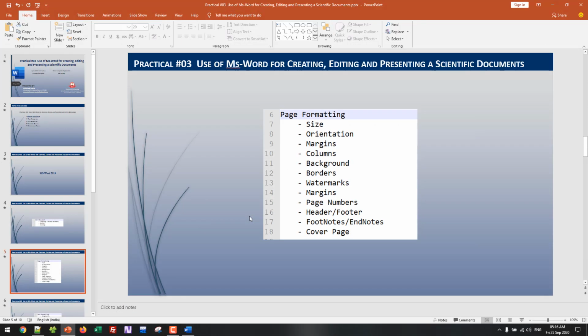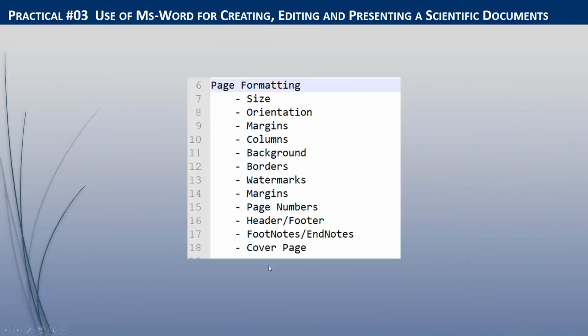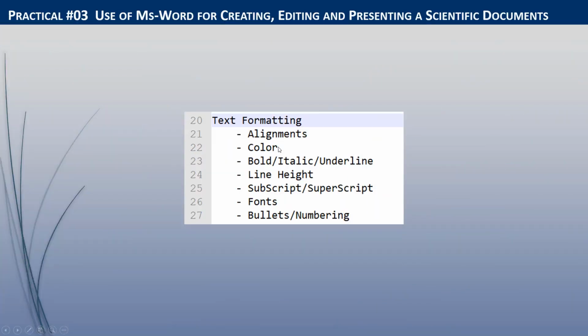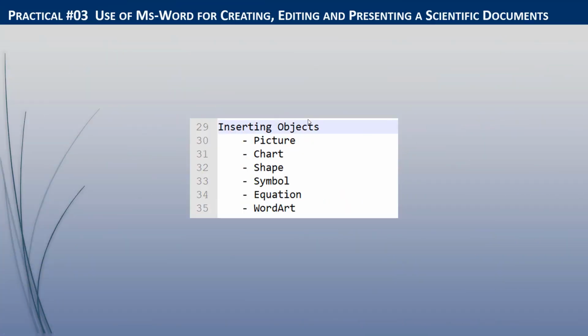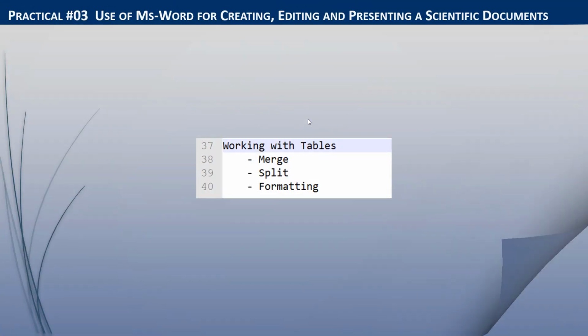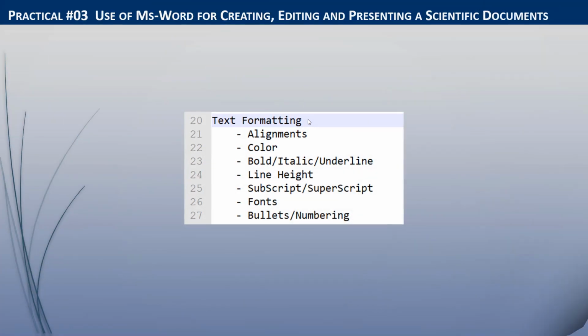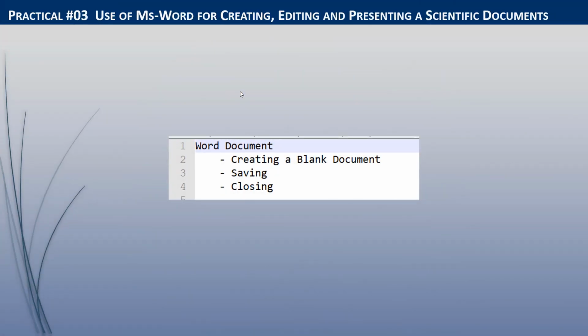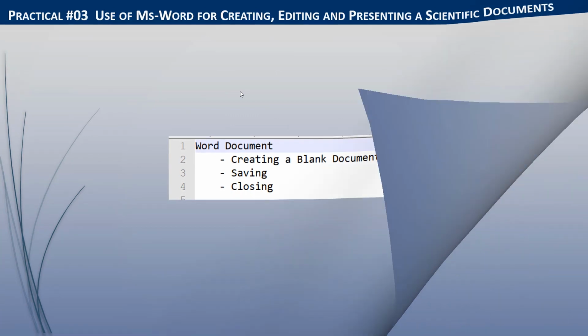So there are other modules left, and modules number 1 and 2 got completed. In the next lectures and lab sessions, I will discuss text formatting, then inserting objects, working with tables, and some miscellaneous concepts. For today, just go through these concepts, page formatting and basic document operations.